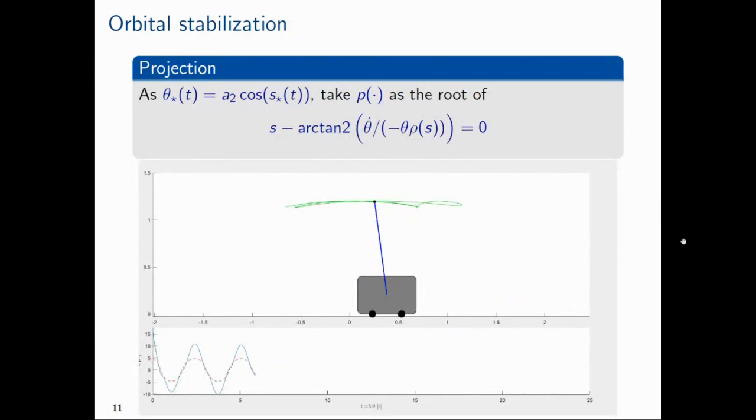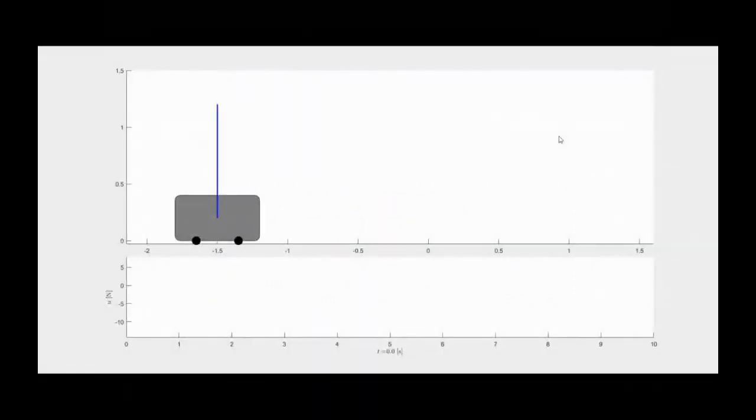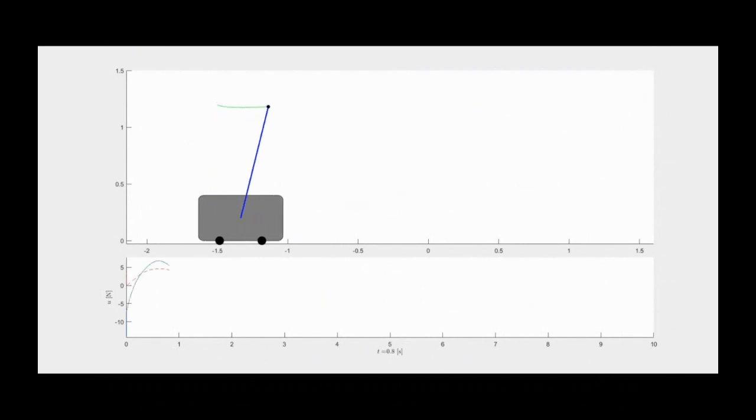Now, in order to stabilize this, before solving the matrix equation, we need to know the projection operator. For this, given our assumption on the evolution of theta, that is, that it should satisfy this relation, we can find our projection operator P as the root of this implicit equation in terms of s. Likewise, we can find its Jacobian as well, just using the implicit function theorem. With this, we solved the matrix equation, and to show that it works, we have here a simulation.